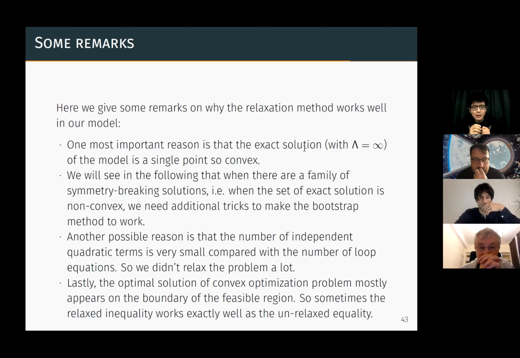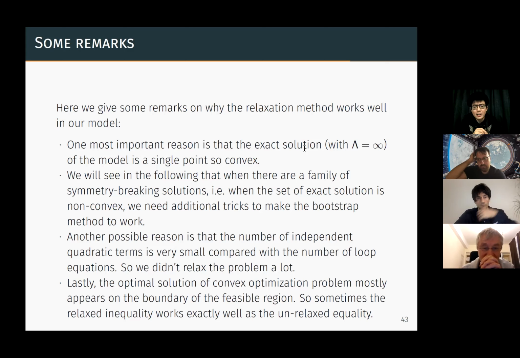Another reason that the relaxation method works well is that the number of independent quadratic terms is actually very limited. You see, in the lambda equals 4 case, we have 14 loop equations, but we have only 1 quadratic term. This is general, that we have many more loop equations than quadratic terms. So by the relaxation method, we don't really relax the problem a lot.